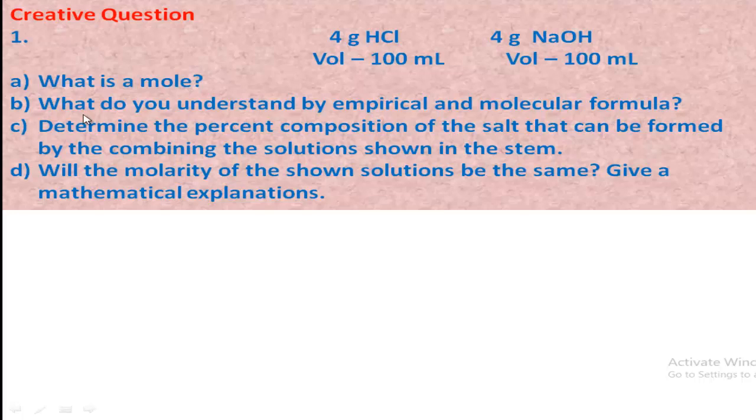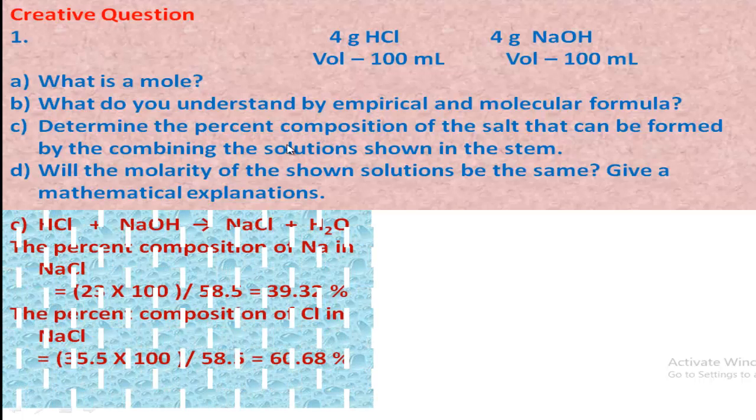Also, determine the percent composition of the salt that can be formed by combining the solutions shown in the step. That means here when we combine these two solutions, they will react and produce what? Hydrochloric acid reacts with sodium hydroxide and produces sodium chloride and water. So our desired salt is what? Sodium chloride. Now we have to determine the percent composition of the salt. Already I have discussed this previously.